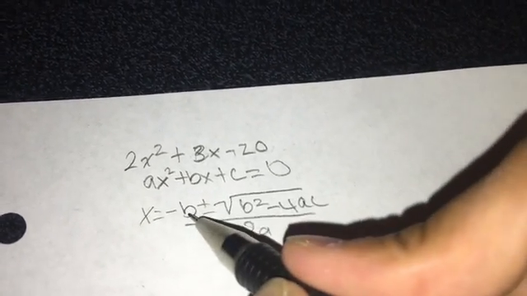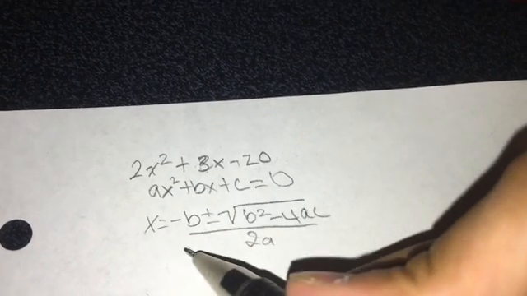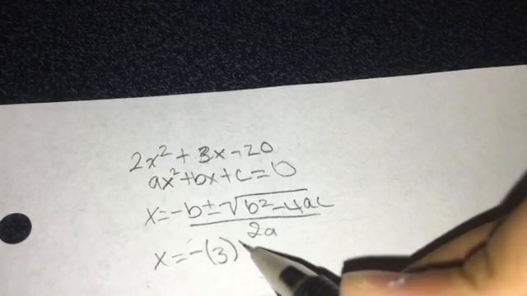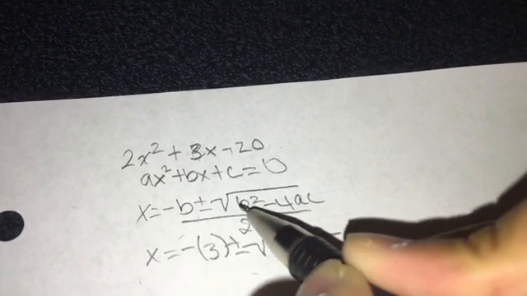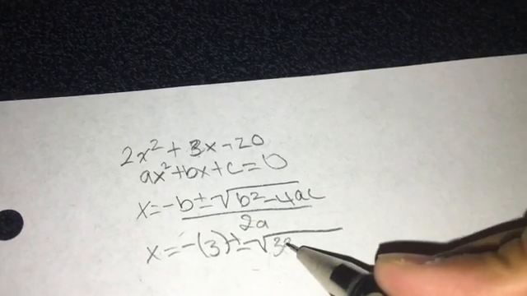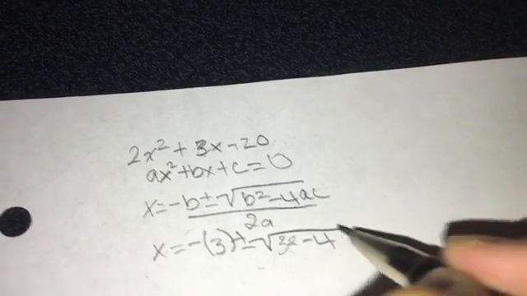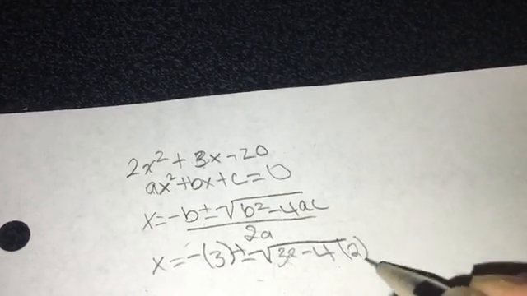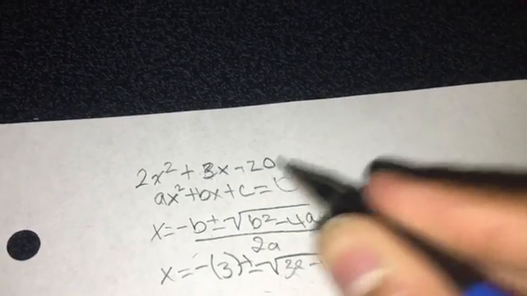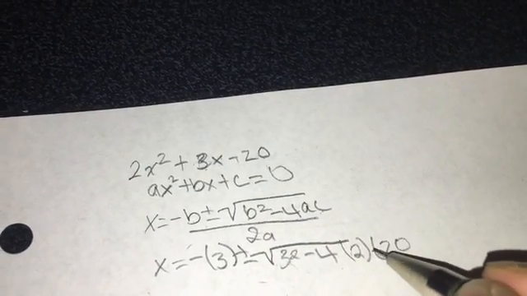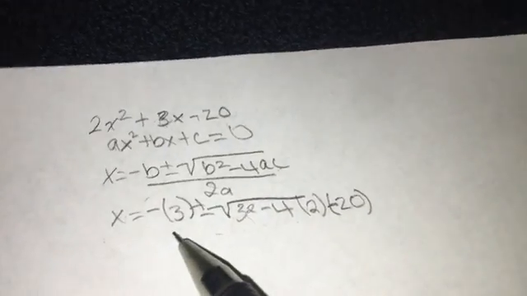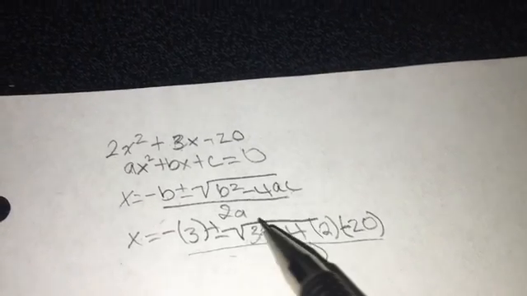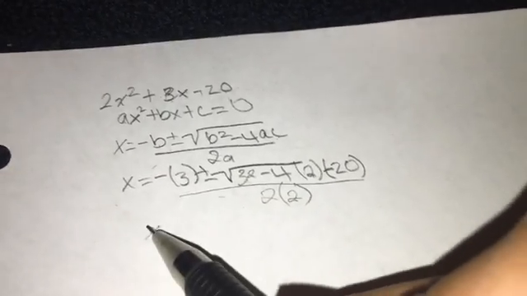Now we just sub in b here, so b is 3, so x equals negative 3 plus minus the square root of b, which is 3 squared, minus 4, a is 2, and c is negative 20. Now we divide this by 2, and the a is 2.